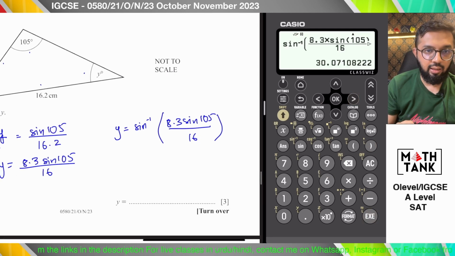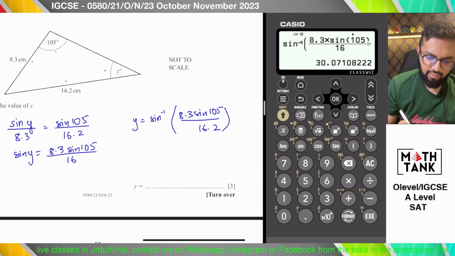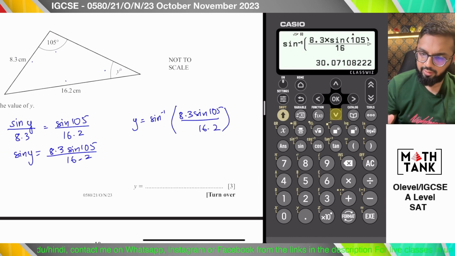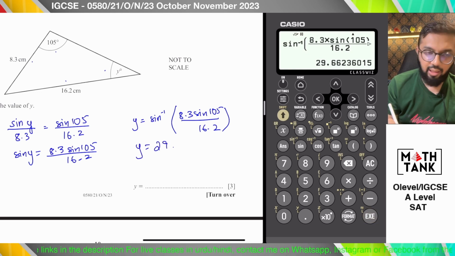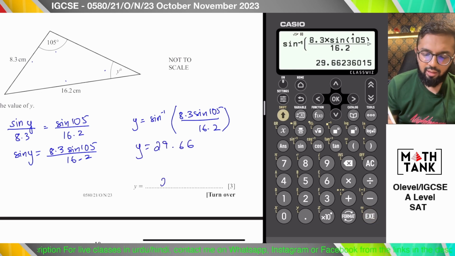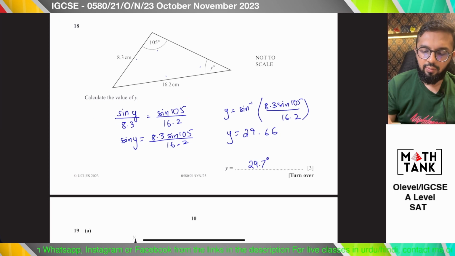I am getting it's 16.2. Oh my bad. 16.2. So I am getting y equals 29.66. Answers in degrees have to be given correct to one decimal place. So 29.7 is my final answer.